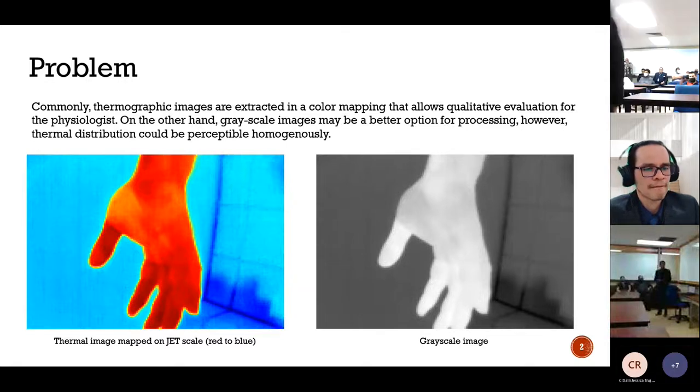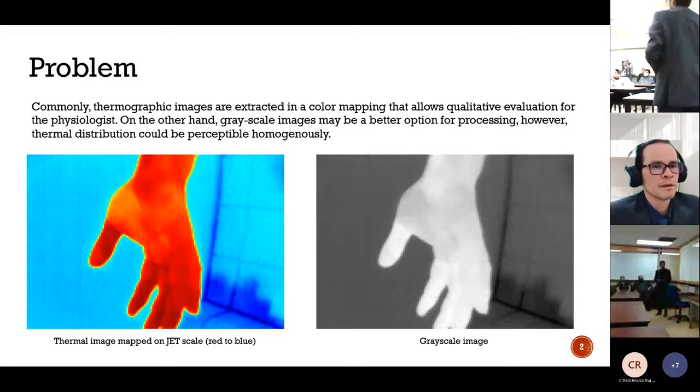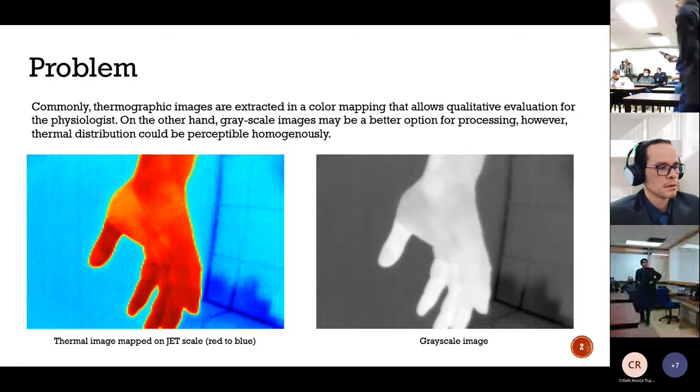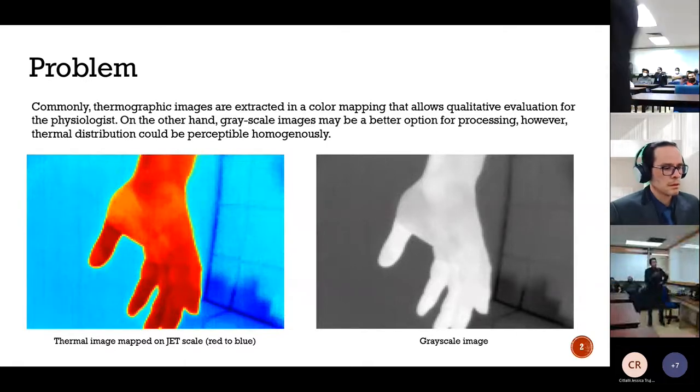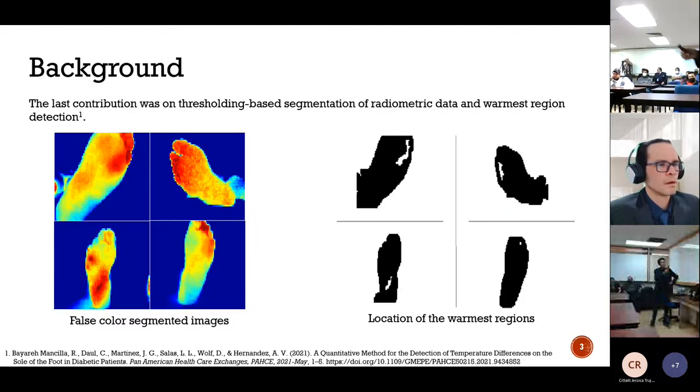So the problem is that we have a color map image in which, of course, for the human eye, for the physiology, it is attractive to understand the distribution of thermal differences. However, for post-processing methods, it's important to retrieve a grayscale image. The problem is that the temperature distribution in this kind of image may remain acceptably homogeneous around the region of interest, which in this case is the foot.